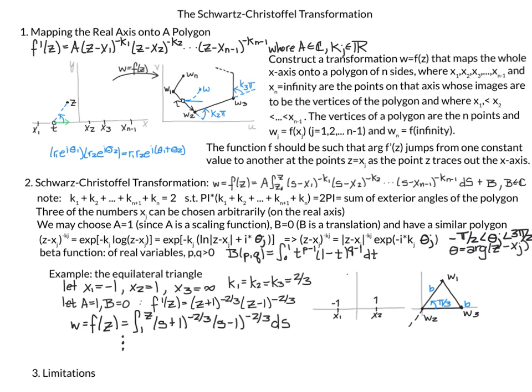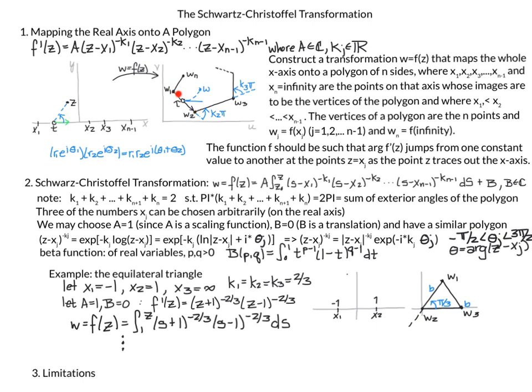The proposed f prime of z then is equal to a times z minus x1 raised to the minus k1 exponent, z minus x2 raised to the minus k2 exponent, all the way to z minus x sub n minus 1 raised to the minus k sub n minus 1 exponent. And what this exponent tells us has to do with the angle that needs to change as we hit x2. In other words, when we hit x2, that corresponds to the vertex w2.